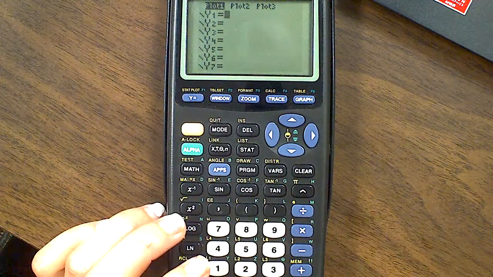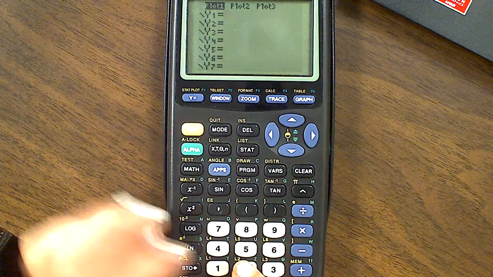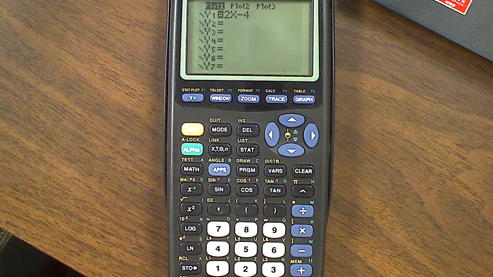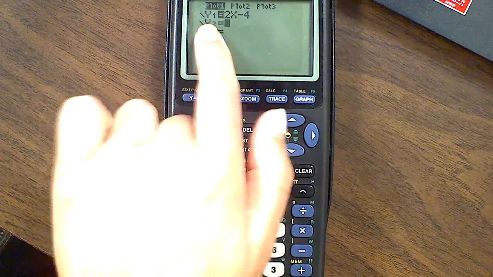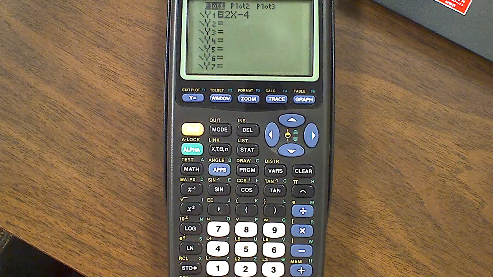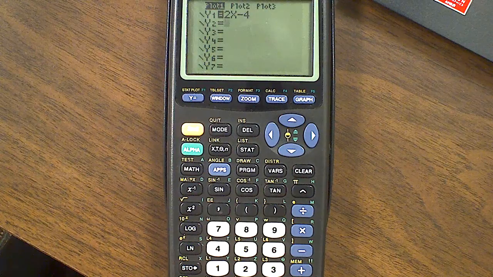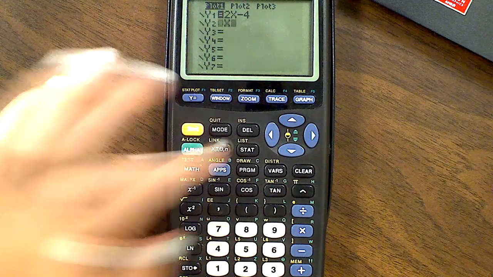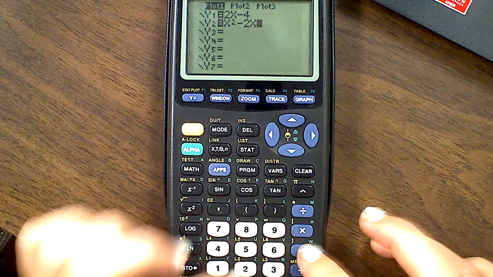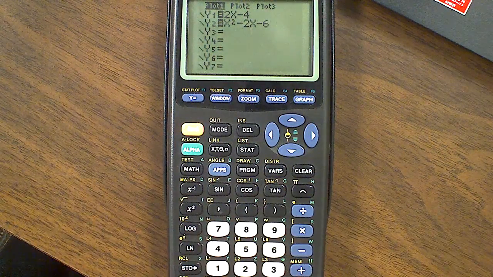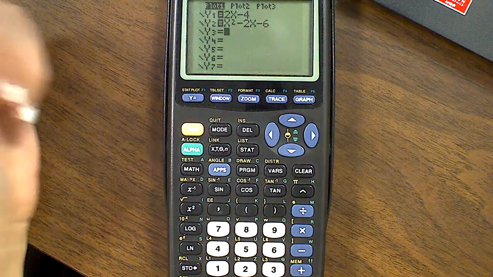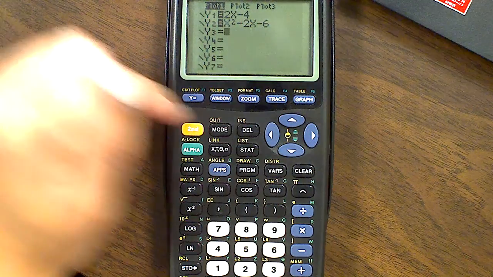So for our first equation, I'm just going to do a simple line. So we'll do 2x minus 4 and then click enter. And notice when you click enter, it immediately takes you to your second equation. So it's kind of anticipating that you want to graph more than one thing. And for our second equation, we're going to do a parabola. So I'll do x squared minus 2x minus 6 and click enter again. If we wanted to keep writing more equations, we could, but it gets kind of messy if you graph too many things in one coordinate plane.